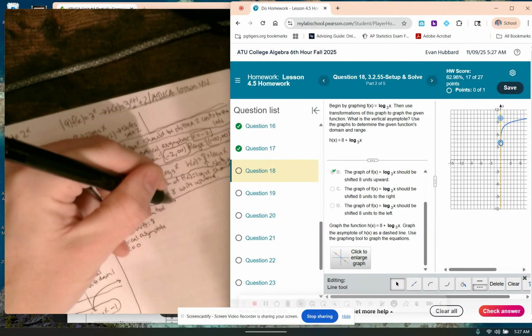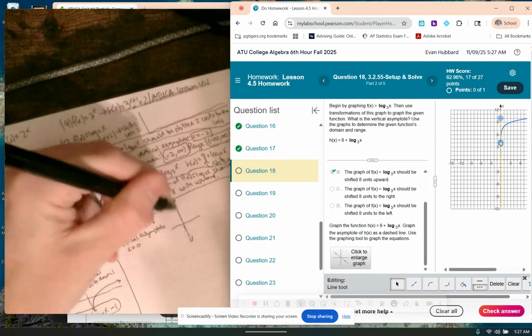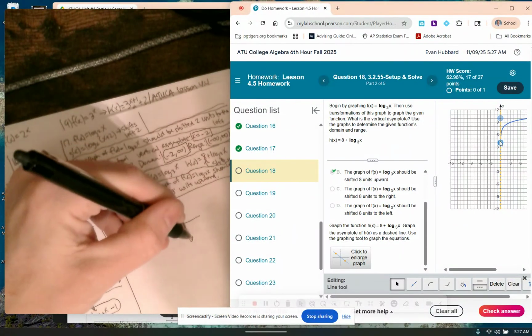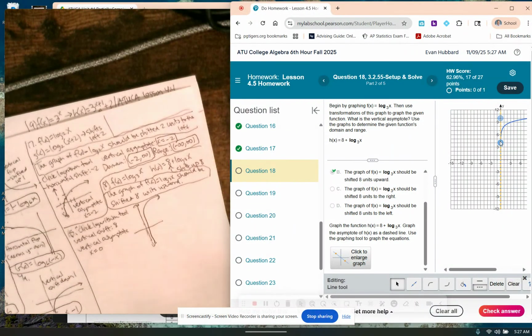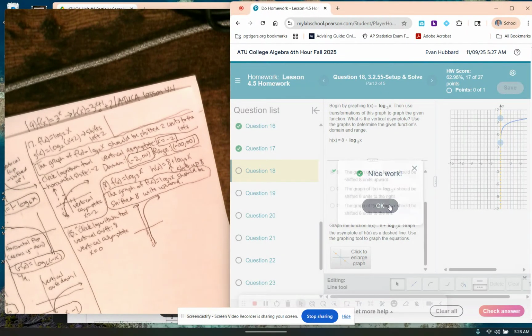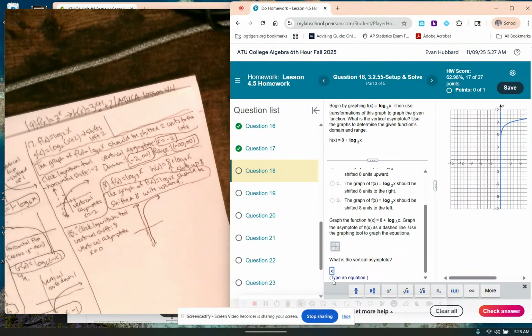So it's going to go up like this. That's just going to be a really rough sketch there. Now let's look at the values of the asymptote. The vertical asymptote is x equals 0. It did not move because there's no horizontal movement.